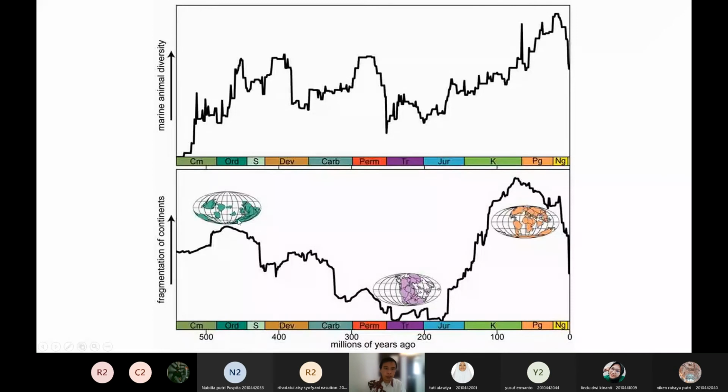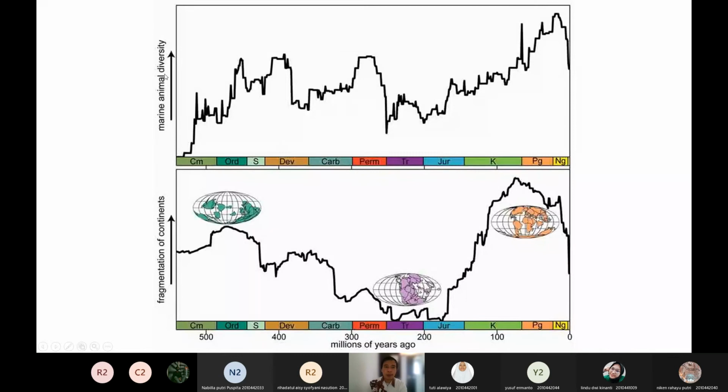You can see that during the early fragmentations, marine animals start to increase, but whenever there is a plunge like here, for example, the collisions, the diversity also decreased. And lately, in recent times in our age, marine animal biodiversity is rapidly higher compared to the earlier stage of the fragmentations of the continents.